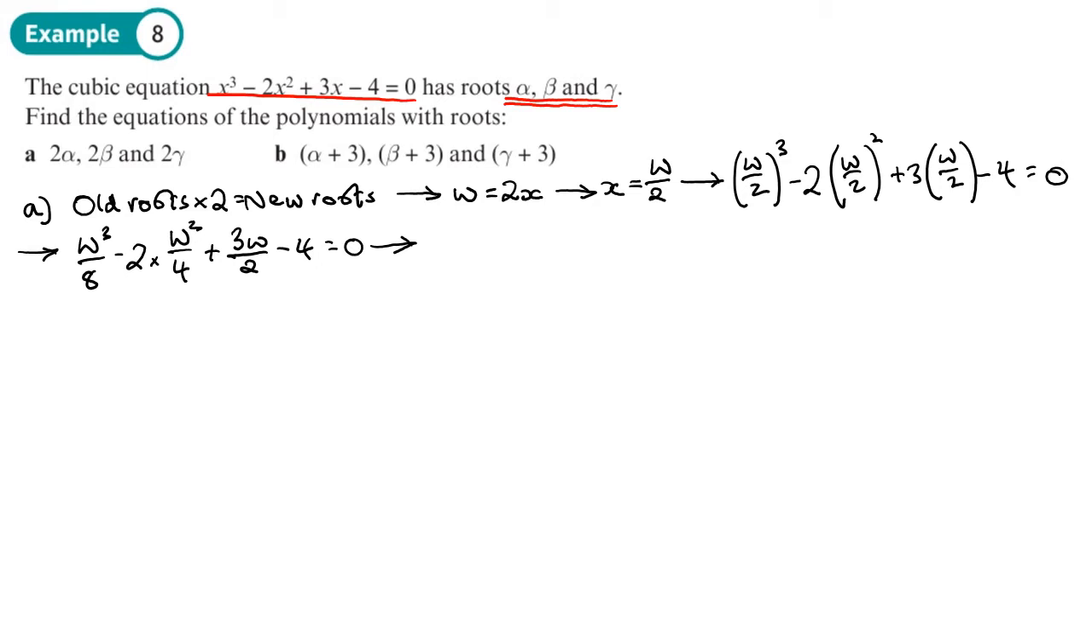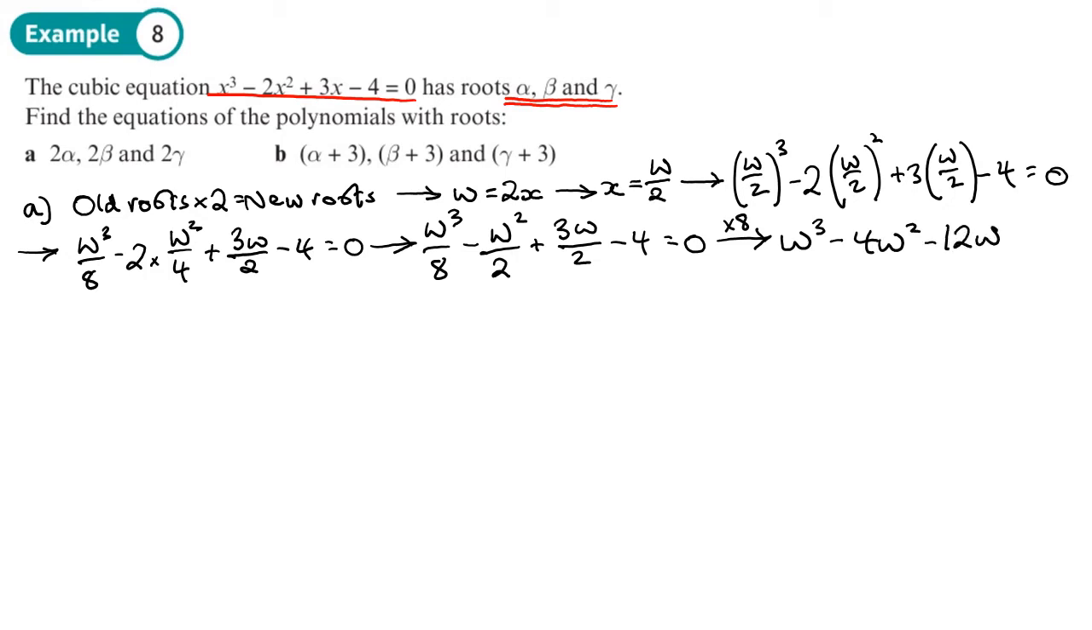So from there, w cubed over 8. Now if you do 2 times that, we'll have negative w squared over 2. And then this stays the same. So we want to turn those into whole numbers, because normally it would say in a question, give the coefficients of those terms as integers, which we're going to do. So everything is going to get times by 8 to give us w cubed minus 4w squared minus 12w, if you do 3 over 2 times by 8, minus 4 equals 0. So there we go. That is the new equation you get when you take the roots of that equation that was given and you times each of the roots by 2.